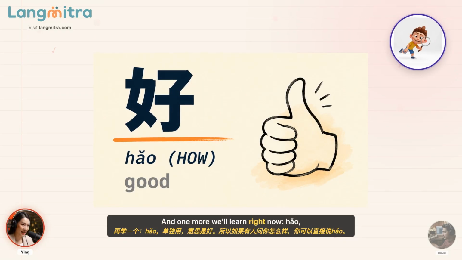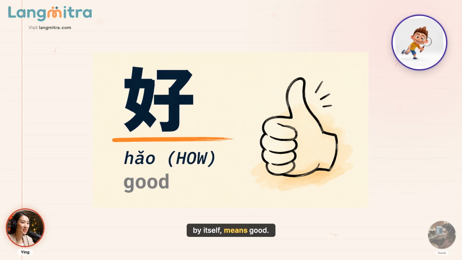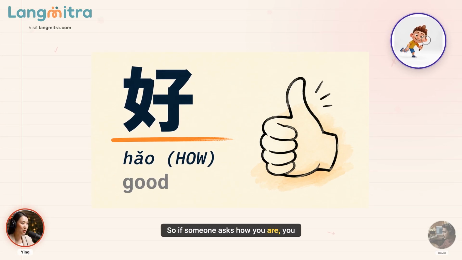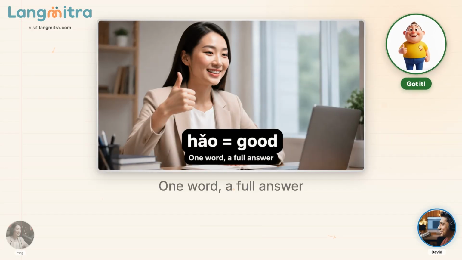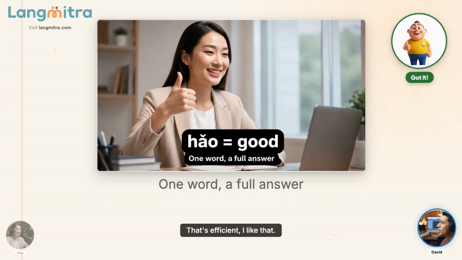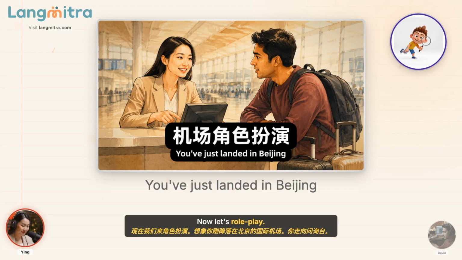And one more we'll learn right now. Hao, by itself, means good. So if someone asks how you are, you can just say hao. Repeat. Hao. Good. That's efficient. I like that. Now let's role play.